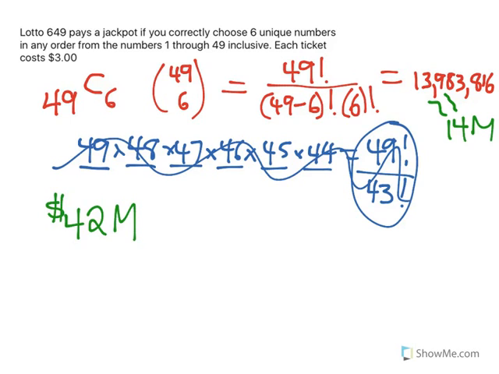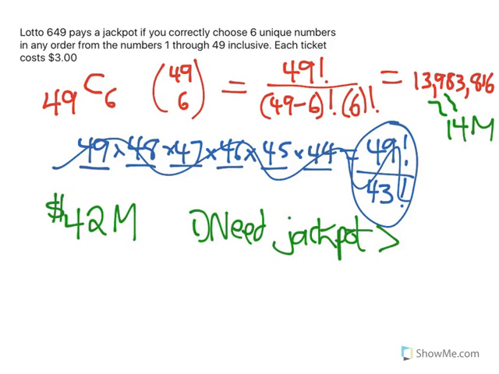So is this a good idea to do? Well, if you have a casual $42 million sitting around, maybe it is, but let's think about the finances behind it. First thing, you would need the jackpot to be greater than 42 million. Obviously, we would never spend 42 million to make less than 42 million.